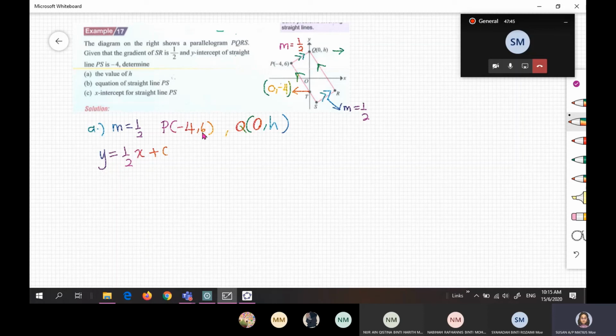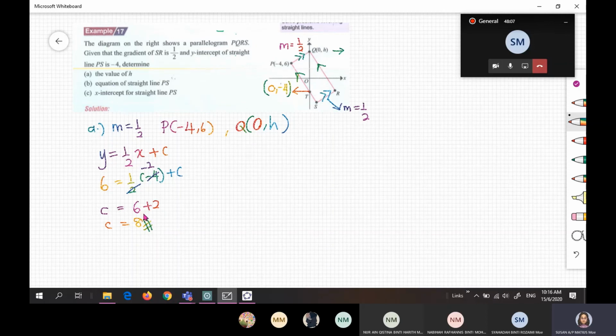So what is the value of y? I'll take it as 6. Value of x is -4, plus c. So c is equivalent to 6 plus 2, which gives you 8. So the y-intercept is equivalent to 8.